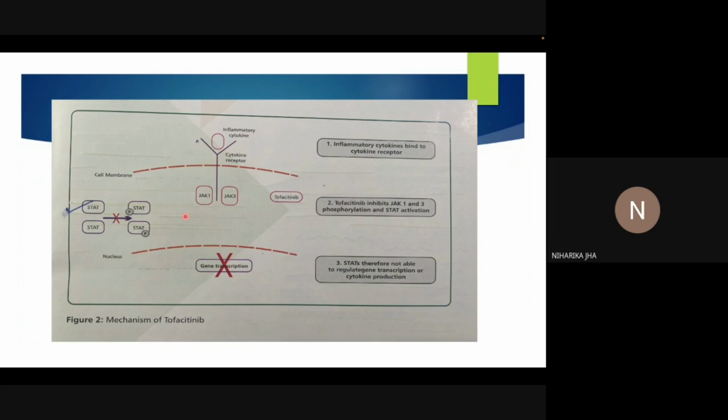If we talk about Janus kinase, there are 4 types of JAK, 4 isoforms. These are JAK 1, 2, 3, and 4. Talking about tofacitinib in particular, tofacitinib inhibits JAK 1 and 3 more than JAK2, and it does not inhibit JAK4.